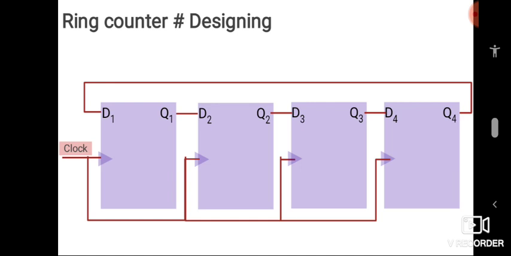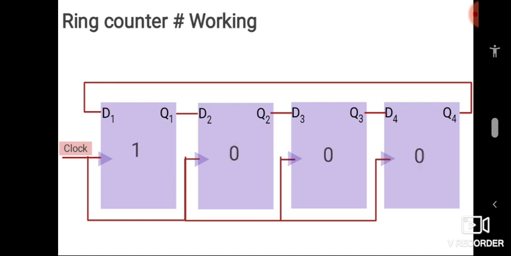Okay, so if you are asked to design an 8-bit ring counter, you have to take 8 flip-flops and you have to follow the same procedure. That's all. The output of the 8th flip-flop will be connected to the input of the first flip-flop. That will make an 8-bit ring counter. Okay, now let's quickly go through the working of ring counter.